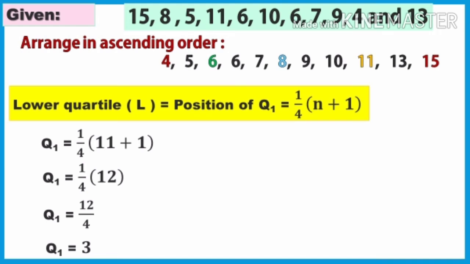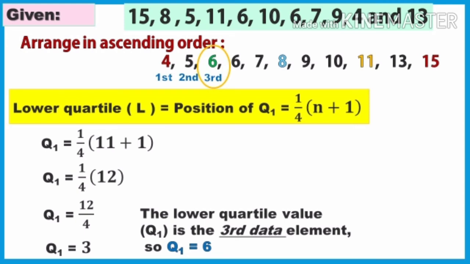Okay, and then, i-multiply natin yung 1 sa 12. 1 times 12 equals 12 over 4. Okay, and then next step, we divide 12 divided by 4, the answer is 3. So, the first quartile is 3. The position of the first quartile is 3.